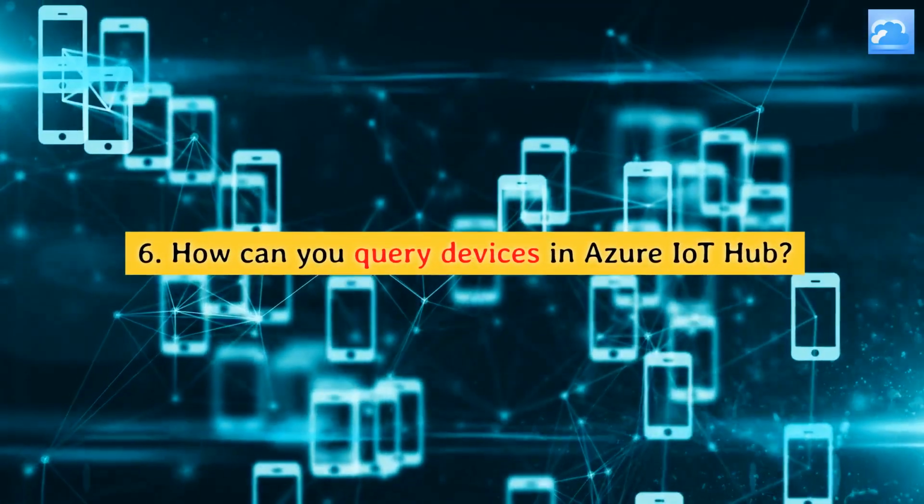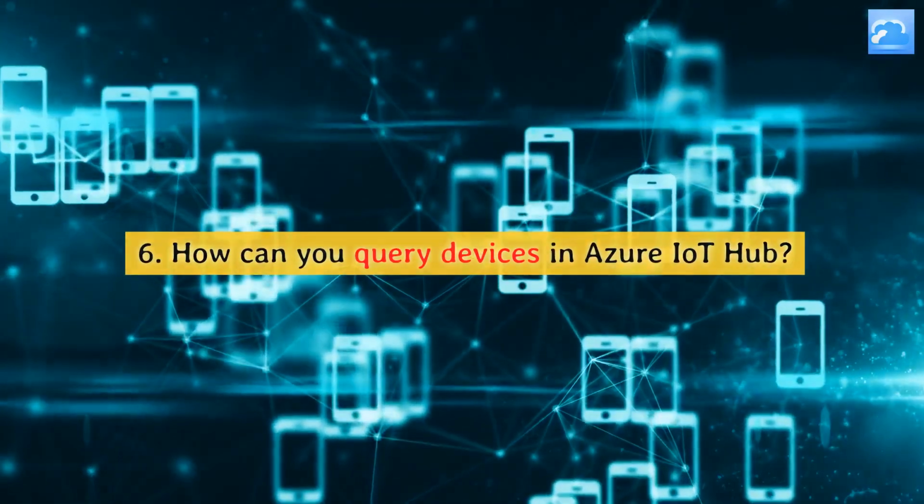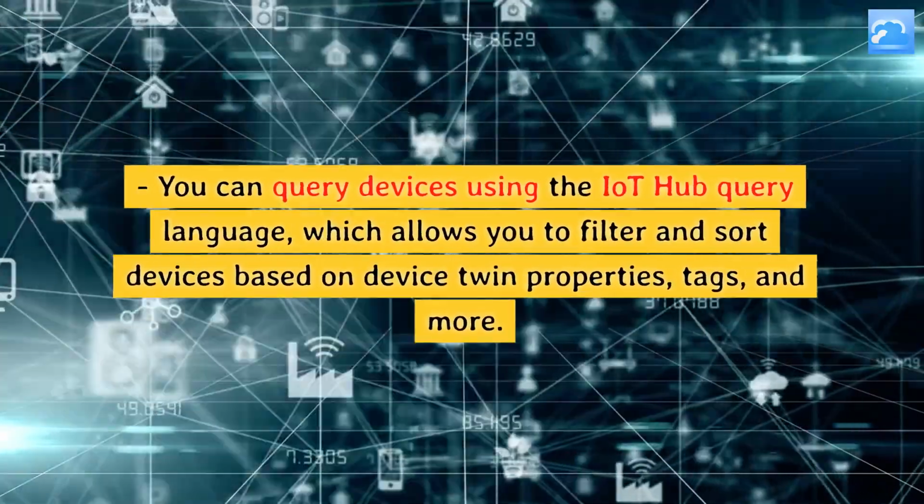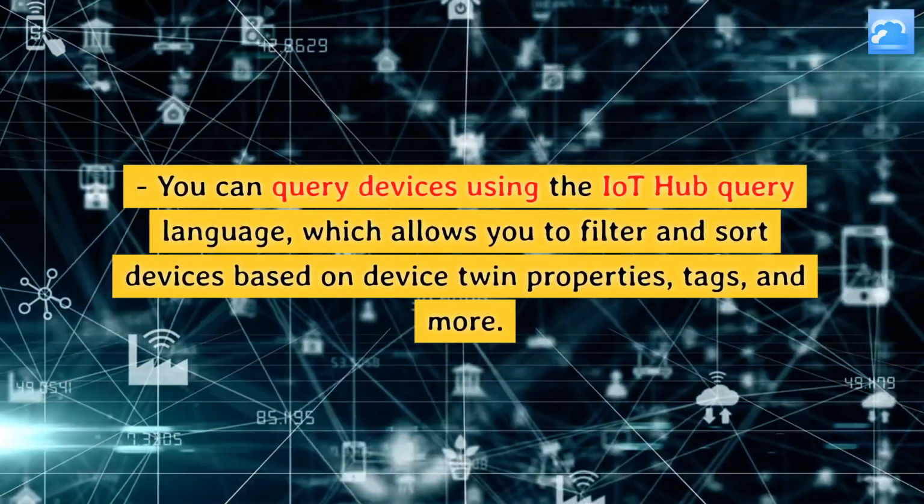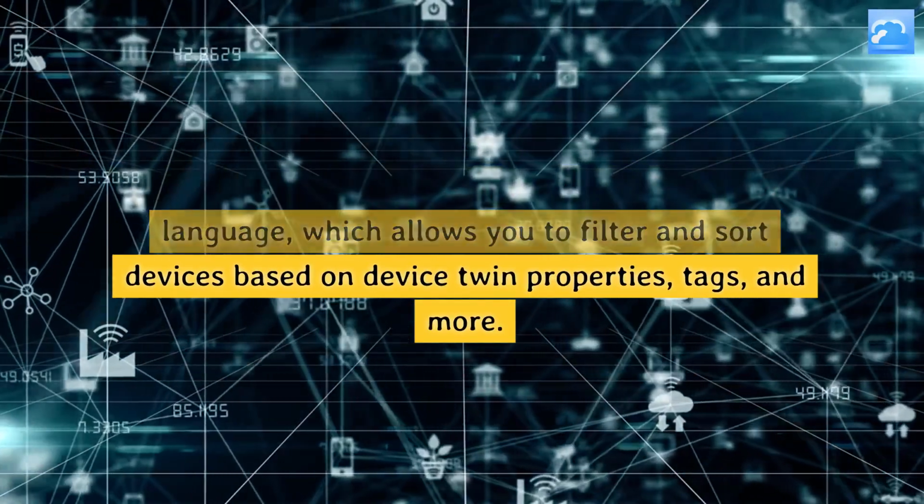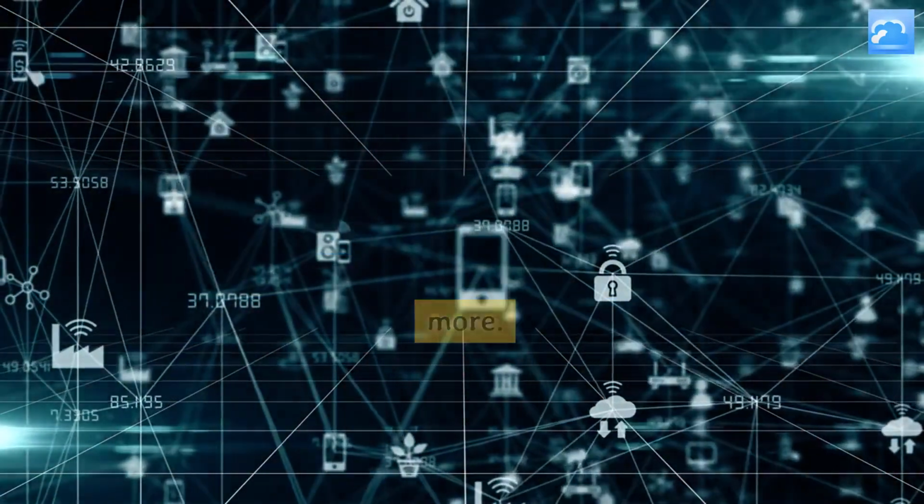6. How can you query devices in Azure IoT Hub? You can query devices using the IoT Hub query language, which allows you to filter and sort devices based on device twin properties, tags, and more.